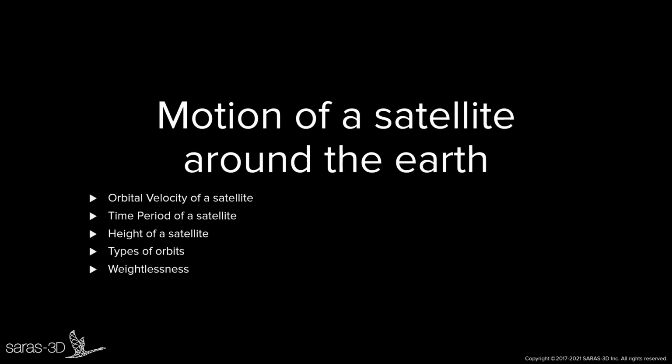Hello friends, in this part of the video on gravitation, we will be studying the motion of a satellite around the Earth. Our focus will be mainly on the parameters related to satellite motion. First is orbital velocity, time period, height of a satellite, and then types of orbits and weightlessness. So these are the things we will be studying here. First let us derive these parameters and then go through a simulation trying to visualize them.